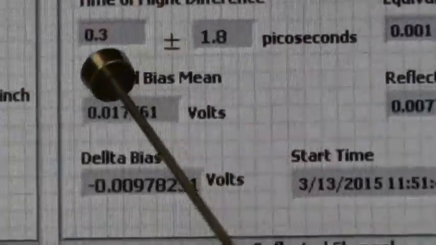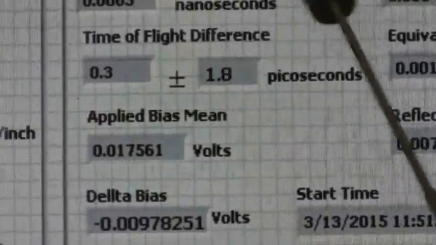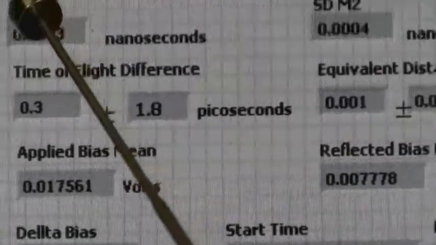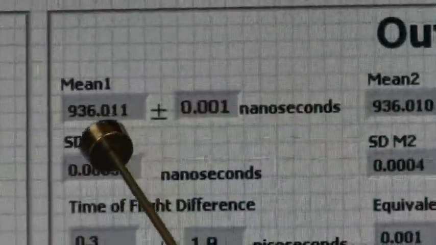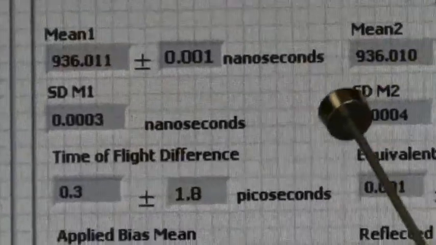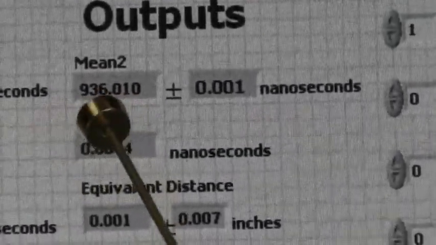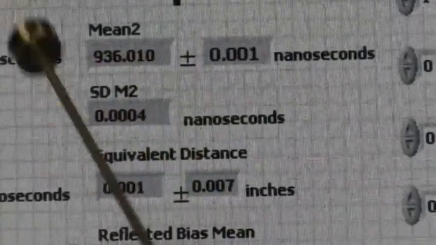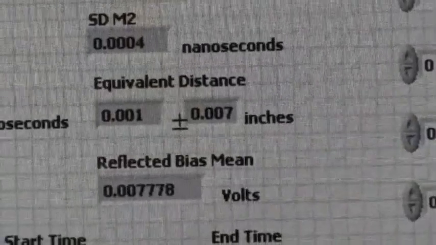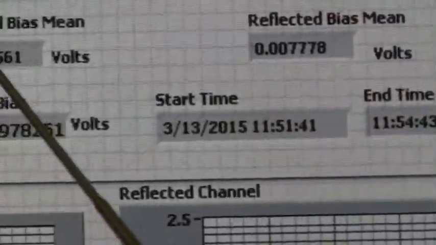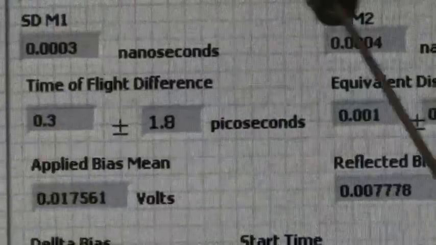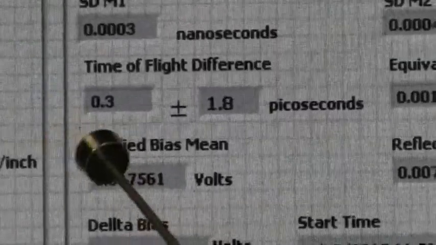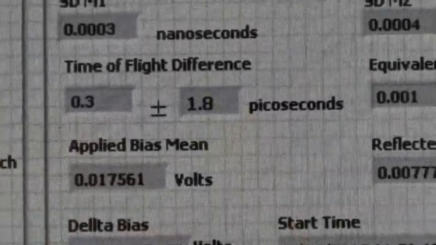This is the second mean, and you can see the first mean was 936 nanoseconds and 11 picoseconds, and the second mean of 30 values was 936 nanoseconds and 10 picoseconds. There's only 1 picosecond difference between the two means. And down here we look at what the difference is between the two means, and it looks like it's 1 up here, but actually, more accurately, it's 0.3 picoseconds.